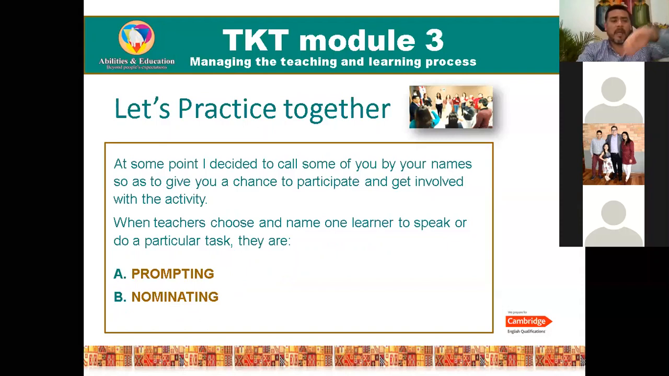Then at some point of the presentation, I decided to call some of you by your names. I spin the roulette, and I decided to call some of you by your names so as to give you a chance to participate and get involved with the activity. So when teachers choose and name one learner to speak or do a particular task, they are? Nominating, and today I nominated Carlos, I nominated Abraham, right? When we played the roulette.